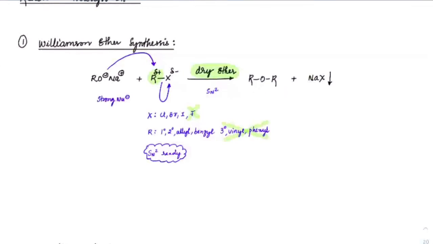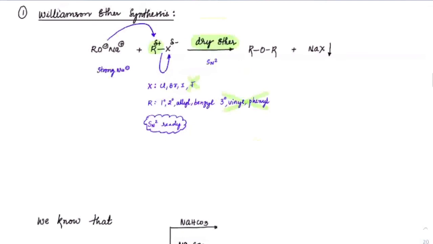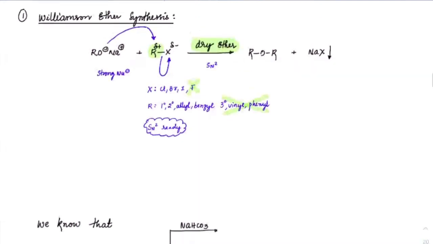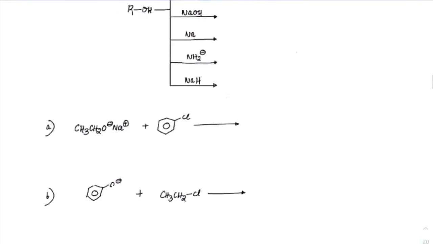I hope you understood a basic idea about Williamson synthesis now. Now our first objective is to prepare this type of nucleophile. Where do we prepare this type of nucleophiles? First make a note of it.